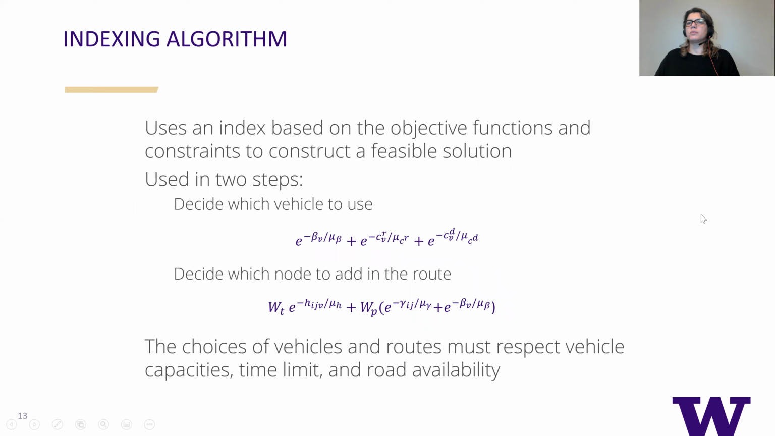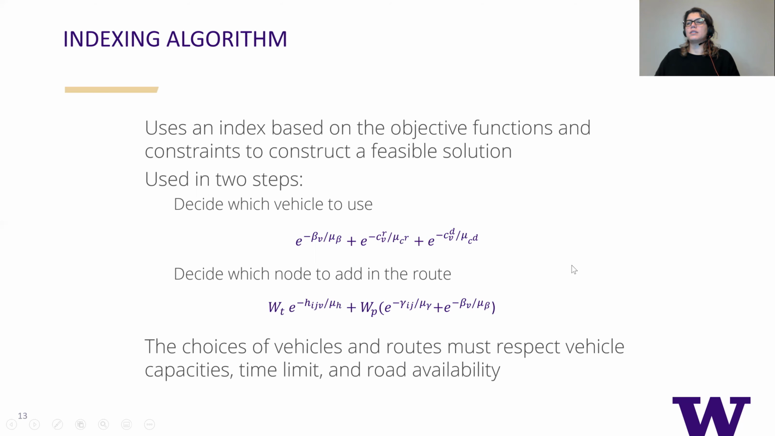So in the indexing algorithm, we have two indices that we use in VERSA in RoOT. The first one defines which vehicle is going to be used for the route, and it's based on the vehicle penalty and the cold and dry capacity available of that vehicle.